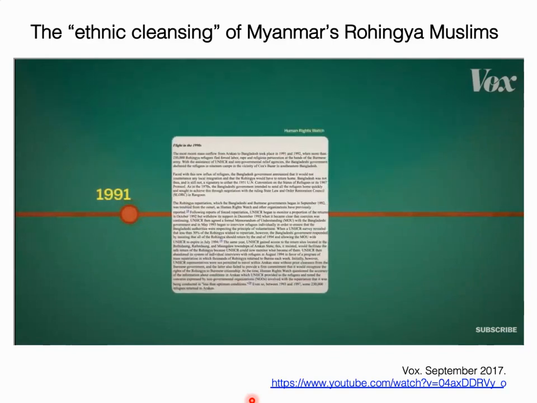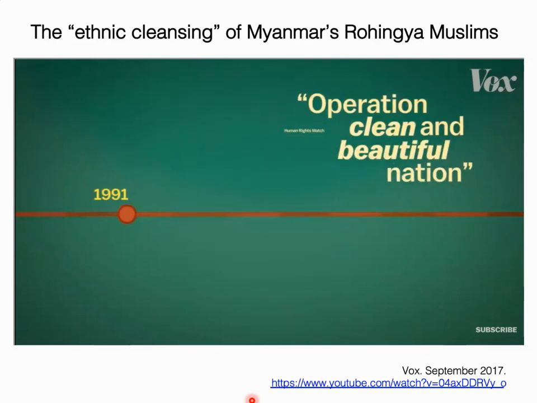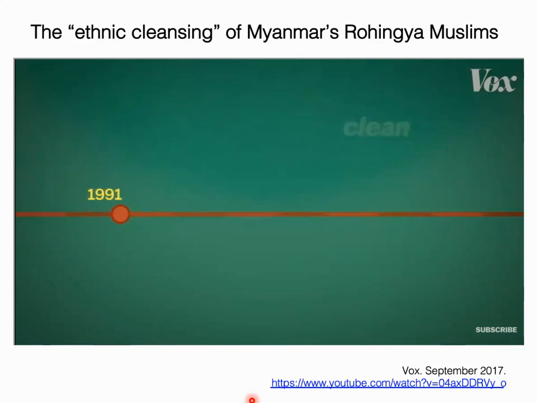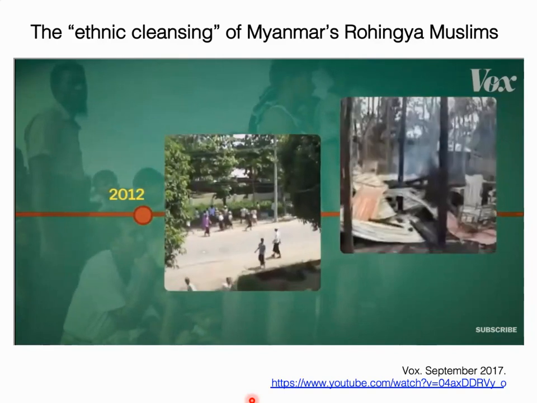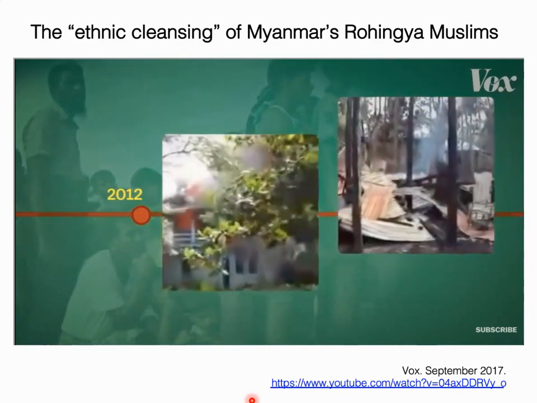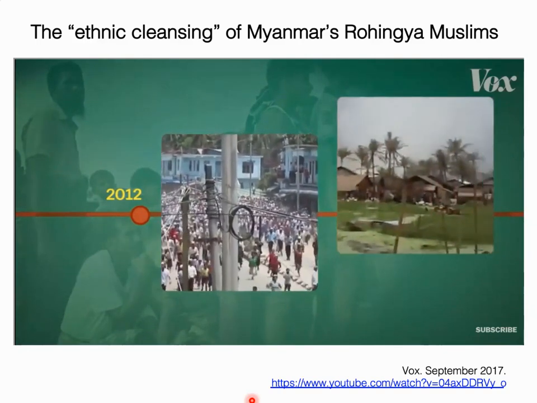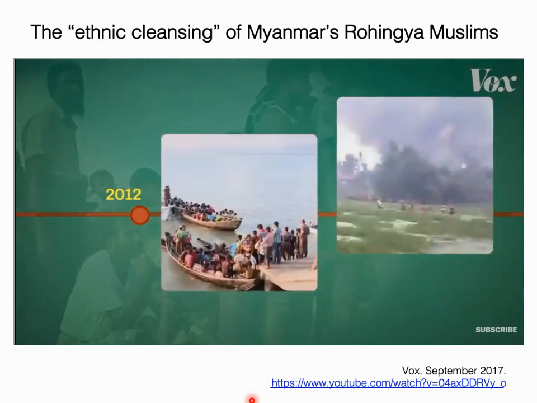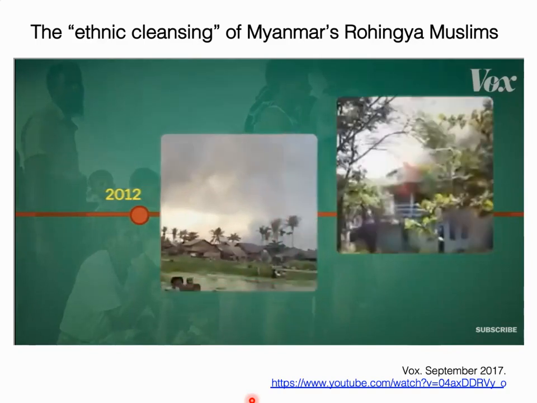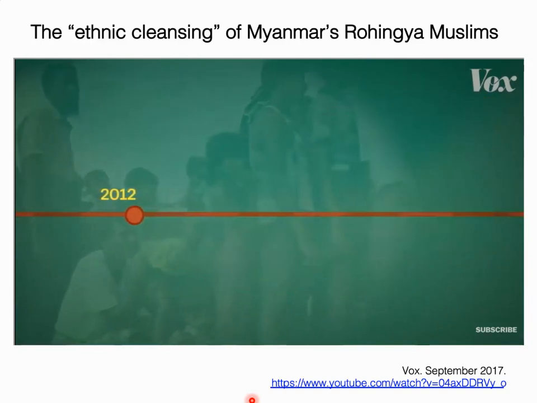In 1991, Myanmar's military launched another campaign, literally called Operation Clean and Beautiful Nation. This time, about 250,000 Rohingya fled to Bangladesh. Tensions continued to build against the Rohingya in the 2000s. Violence broke out in 2012 when 4 Muslim men were accused of raping and killing a Buddhist woman in Rakhine. Buddhist nationalists backed by security forces attacked Muslim neighborhoods, burned homes, displacing tens of thousands of Rohingya again. Human Rights Watch deemed it an ethnic cleansing campaign. By this point, the Rohingya were persecuted, disenfranchised, and stateless.